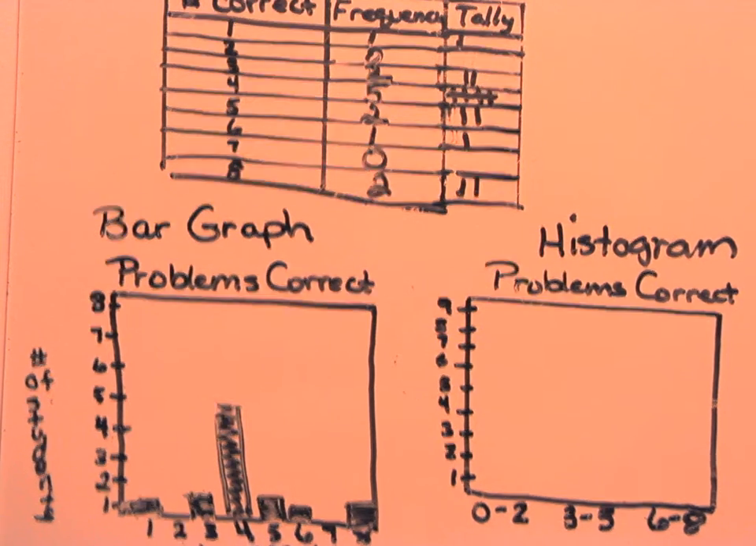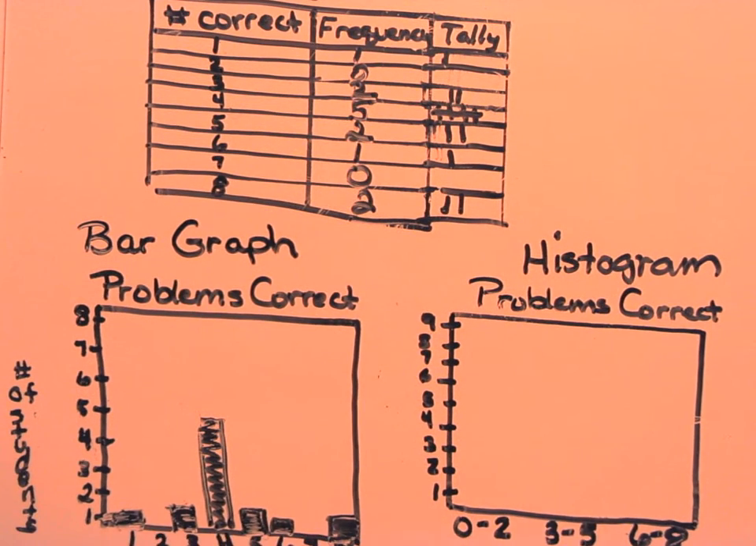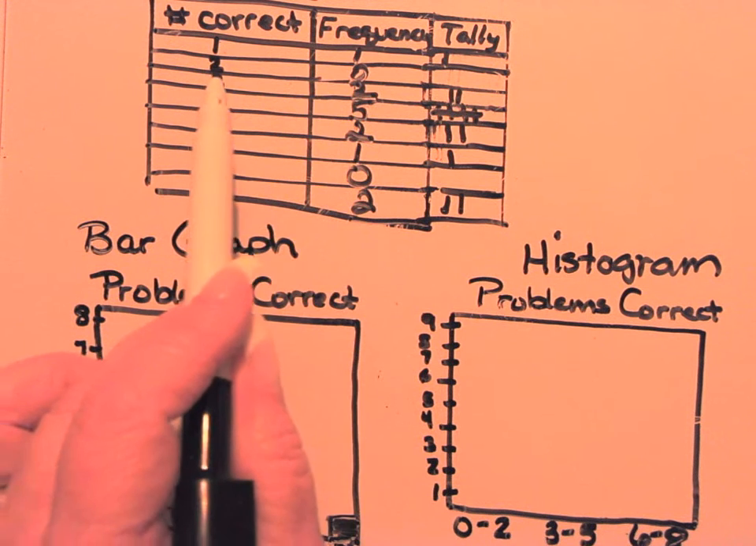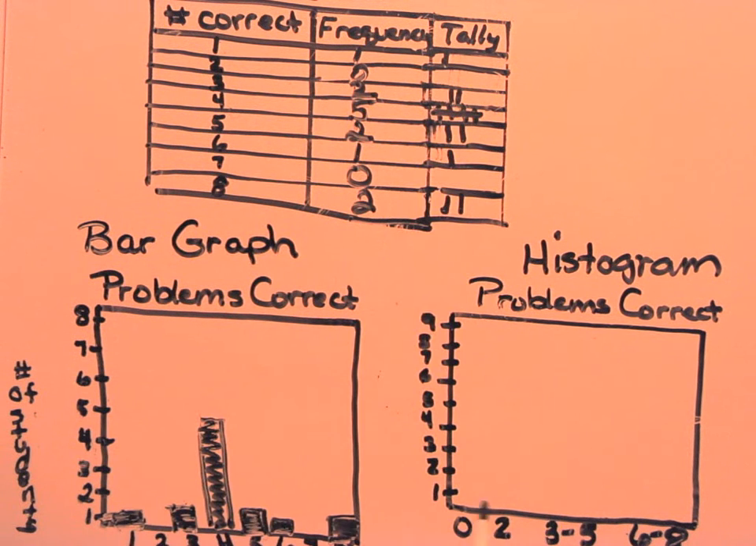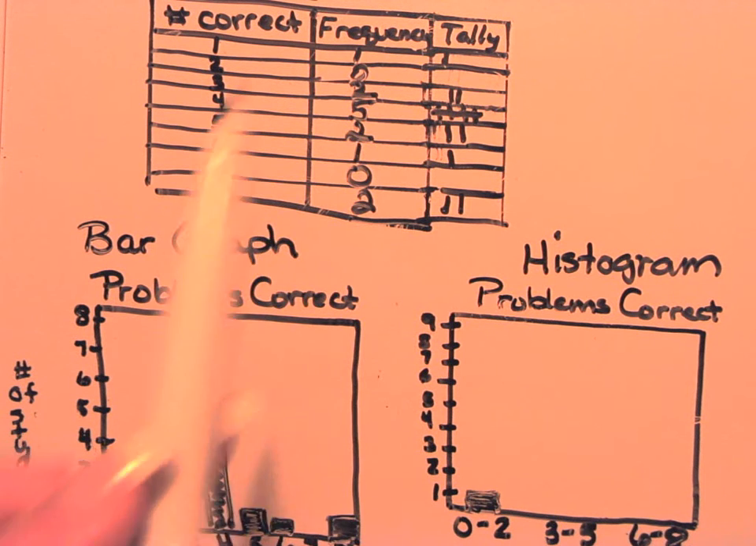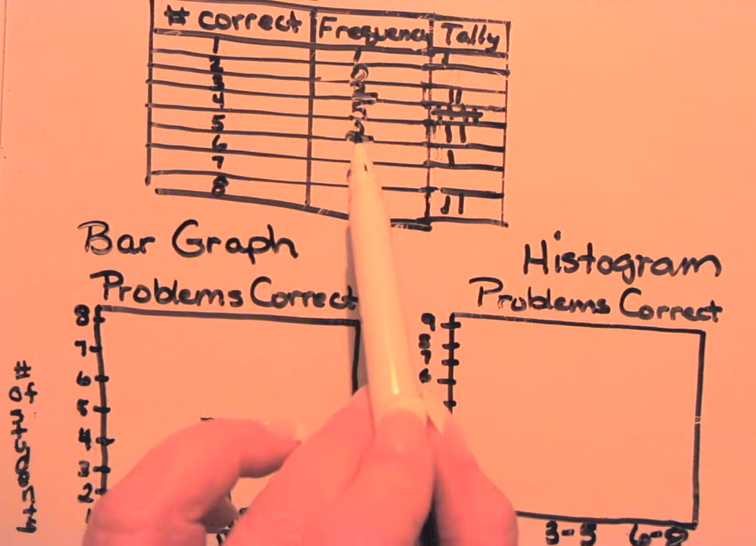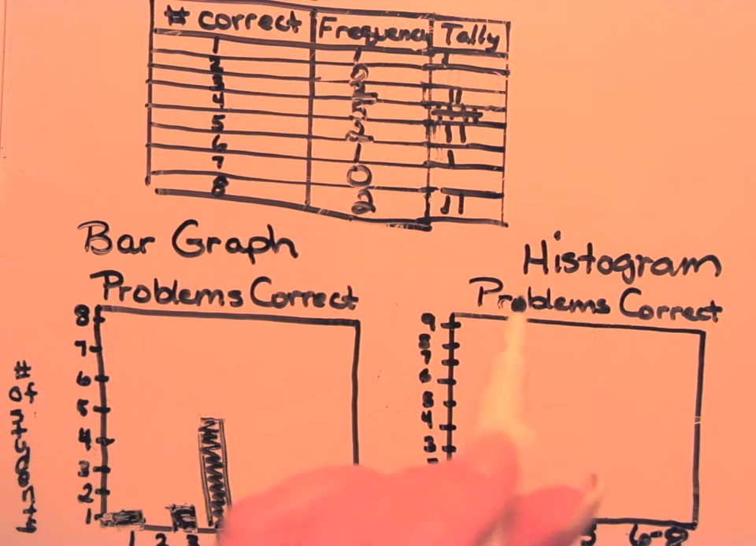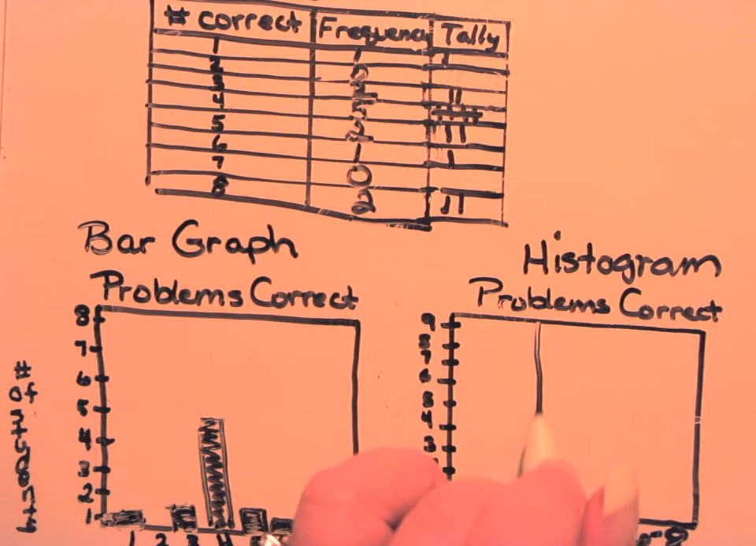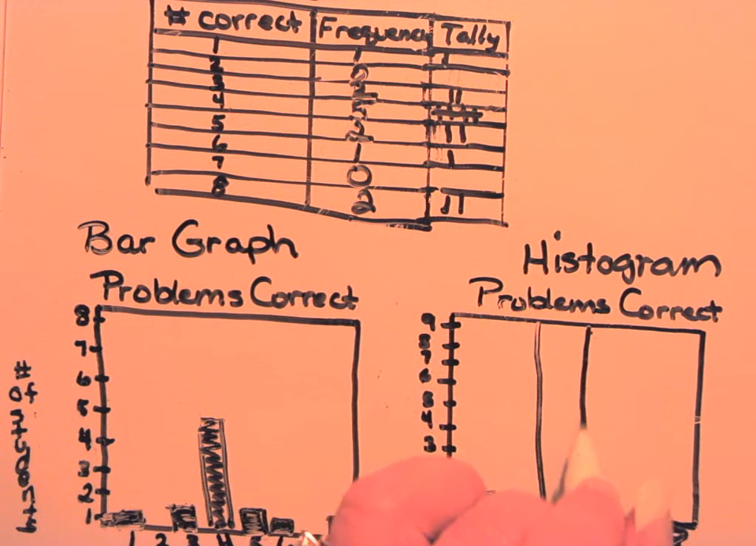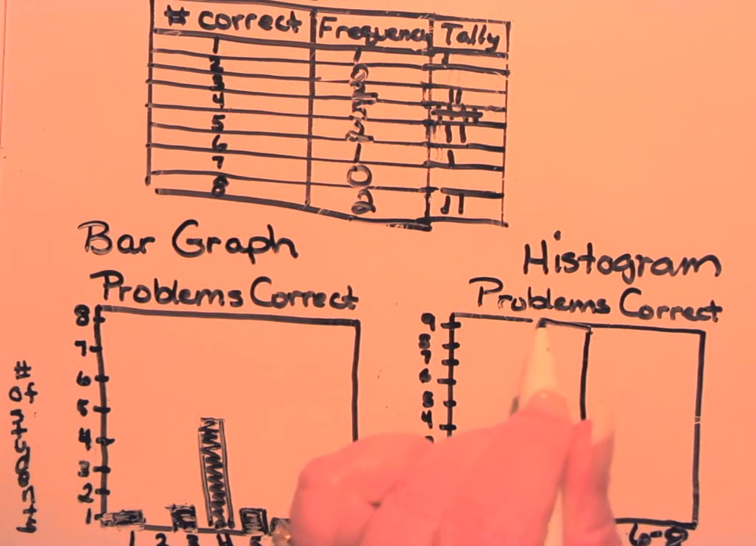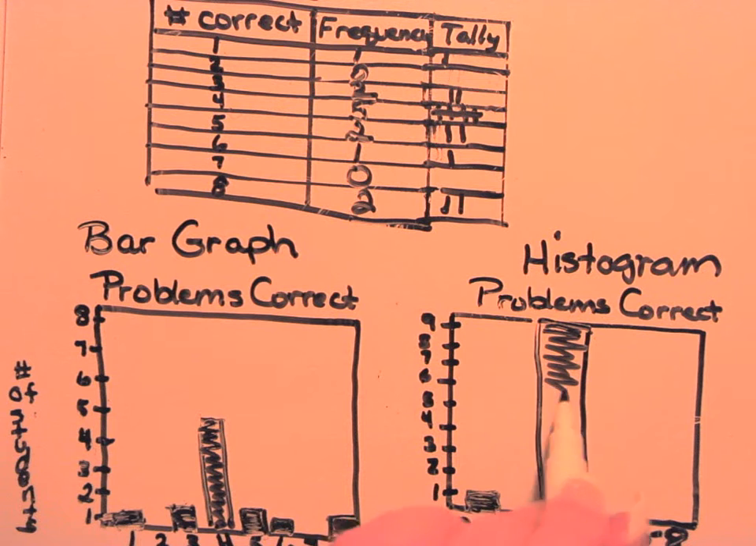So we go back up to our table here, and we look at how many people had 0 to 2 correct. Well, there's only one, so I would make my bar go to 1. How many people had 3 to 5 correct? So I look at my 3, I had 2 there, I have 5 there, that's 7, 8, 9. So I had 9 people between the numbers 3 and 5 correct. And then I would fill that in again.